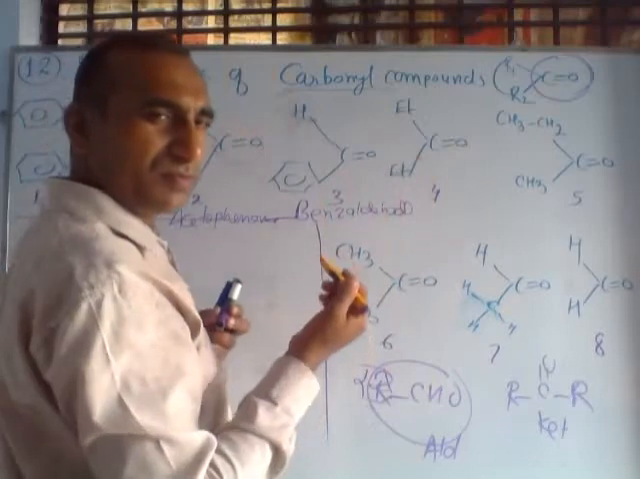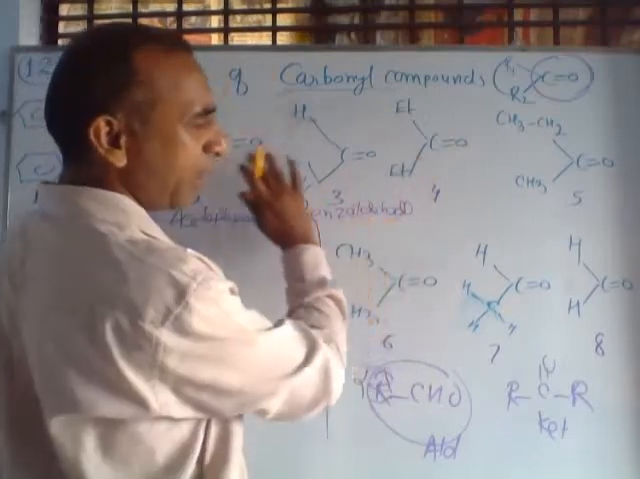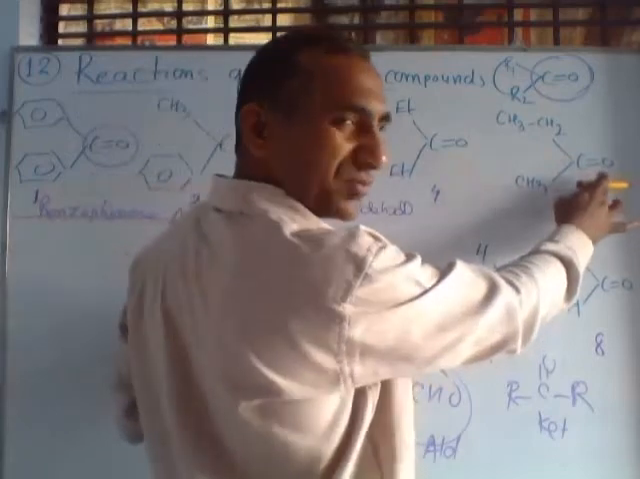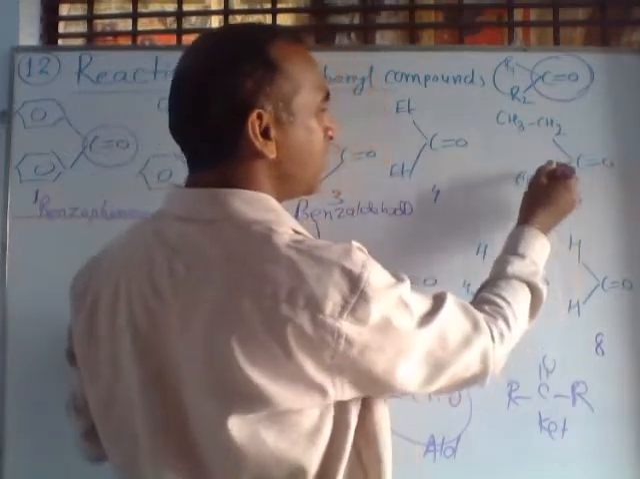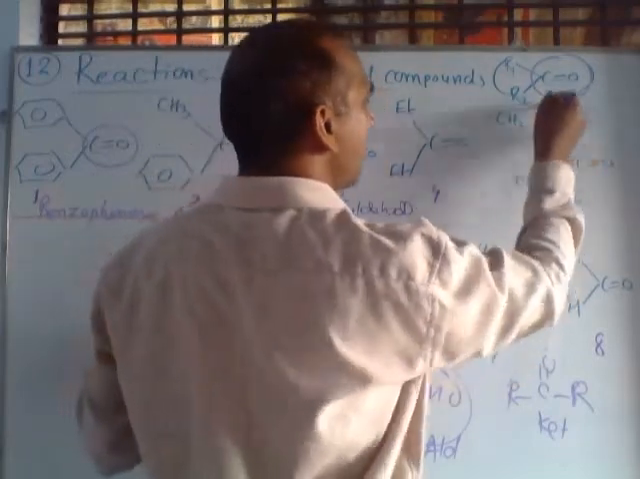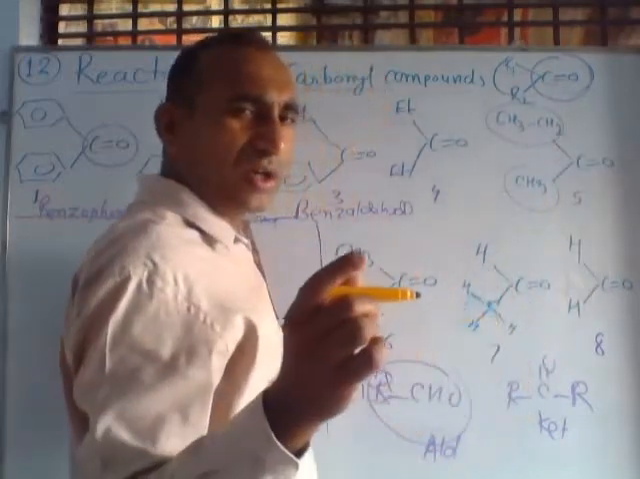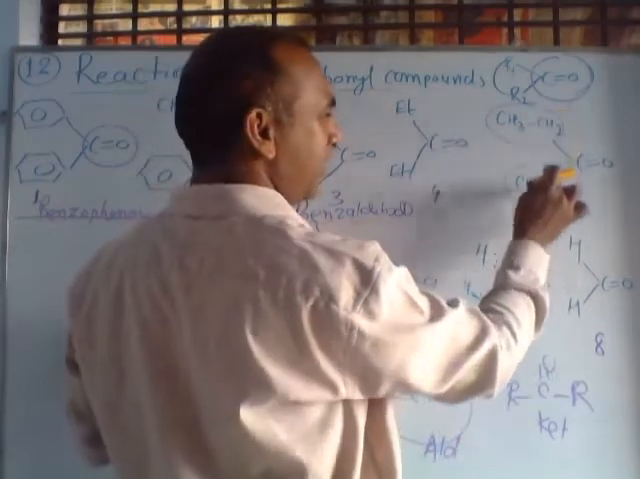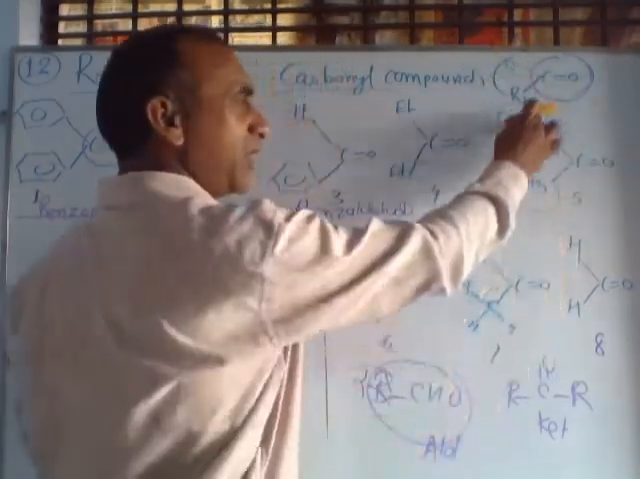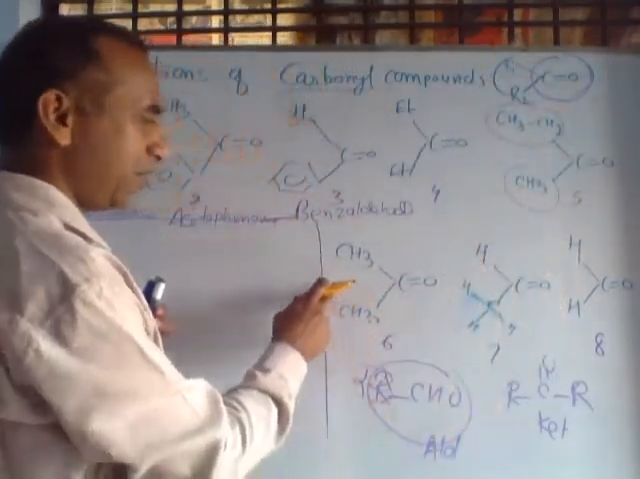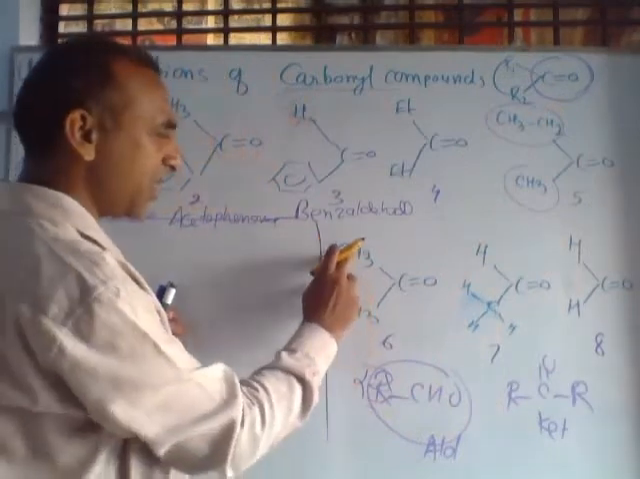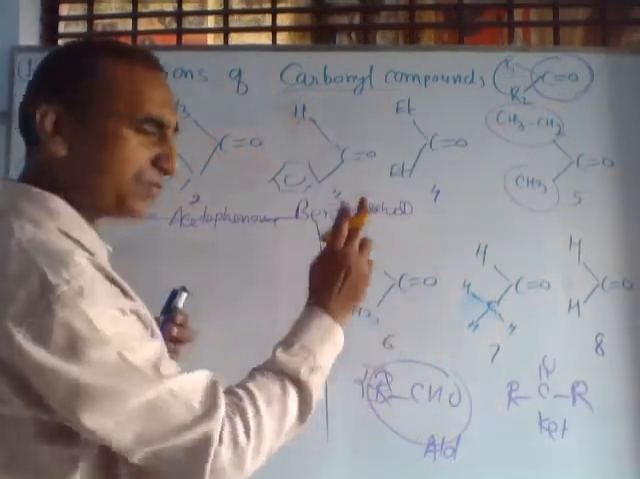Its IUPAC name we will discuss after some time. This is a ketone. This is another ketone. In this compound, this is methyl, this is ethyl, both connected with the carbonyl. You speak in alphabetic order: Et is ethyl, methyl, ketone. Ethyl methyl ketone. This is another ketone. Here both are similar, so we can say this is dimethyl ketone.